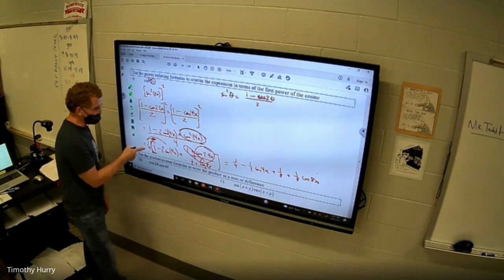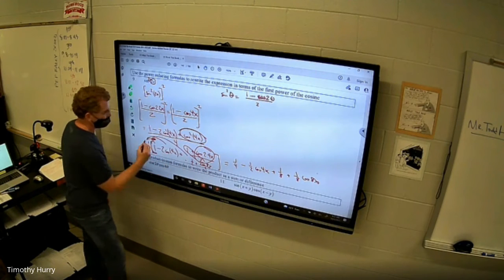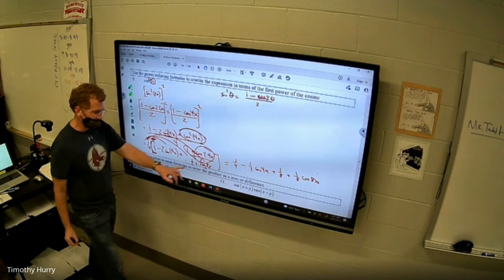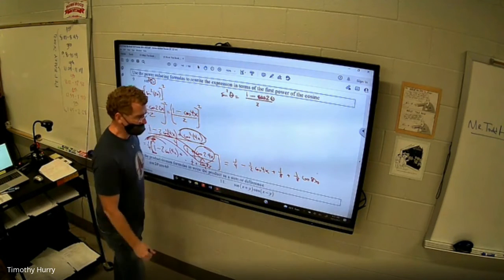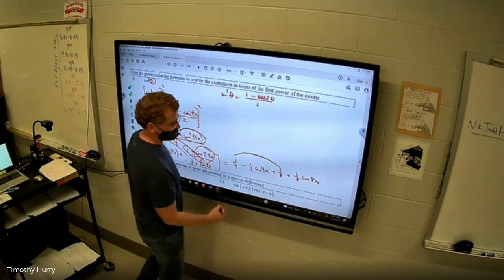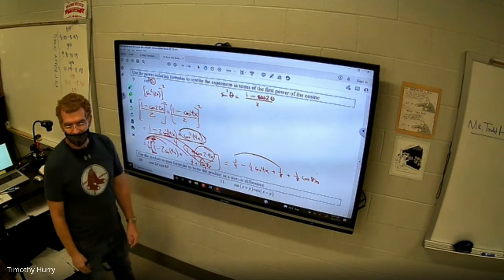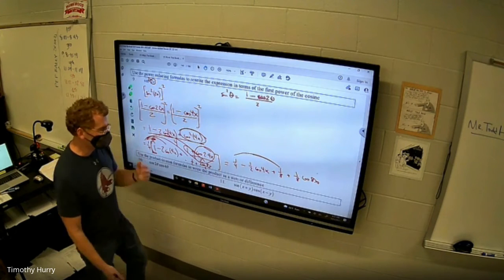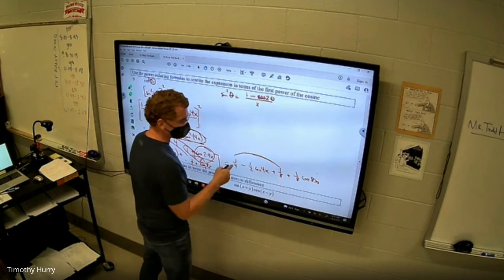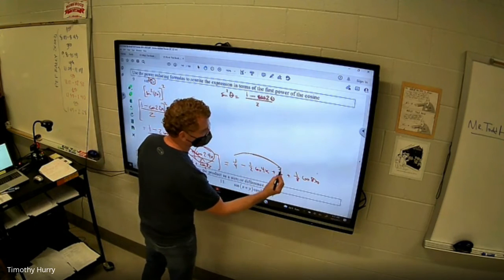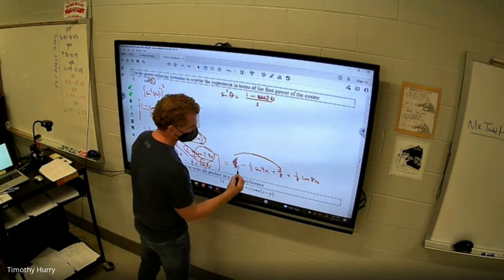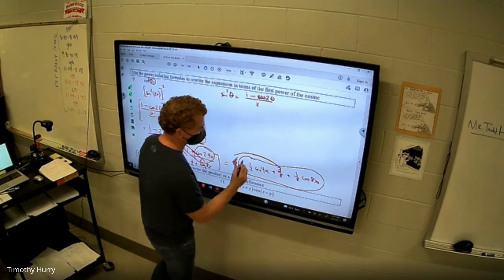And then again, I'm distributing the 1/4 in. 1/8, 1/8. And at this point, I could certainly add those two together, right? And get a 2/8 plus a 1/8 is 3/8. So at the end of the day, if I add that and that together, that gives me 3/8. And have I written everything as the first power of cosine?